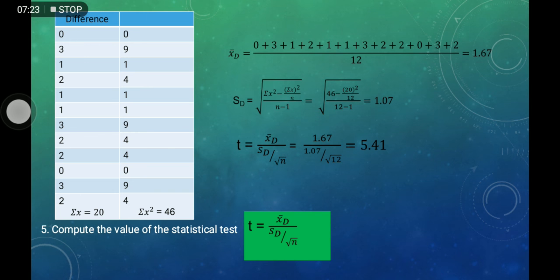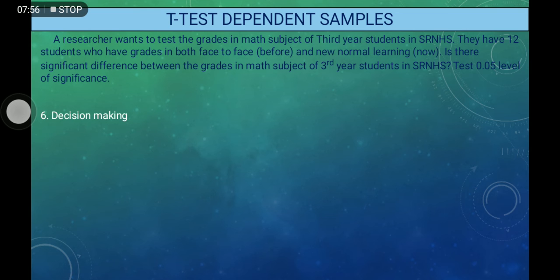So, gagawin natin ngayon is isa-substitute na natin yung mga nakuha nating data sa ating main formula. So, 1.67 over 1.07 divide square root of 12 equals 5.41. So, our TCOM is 5.41. Step 6, decision making. Dito na natin malalaman if i-reject pa natin si null hypothesis or i-accept. So, our TCOM is 5.41 and our T-tab is 2.201.